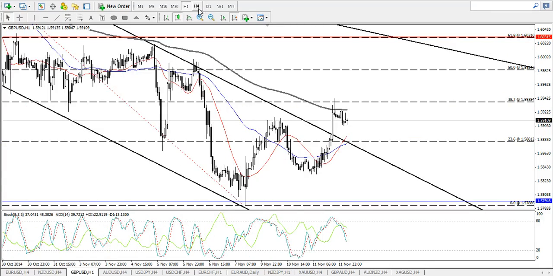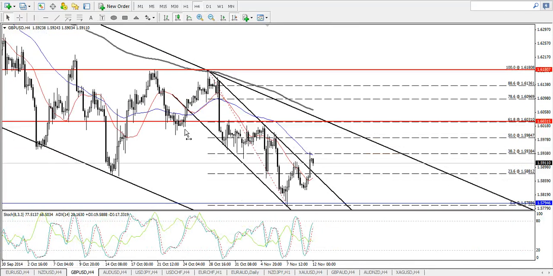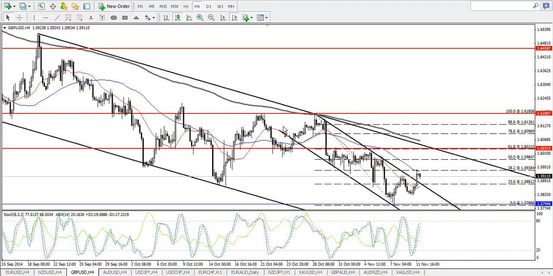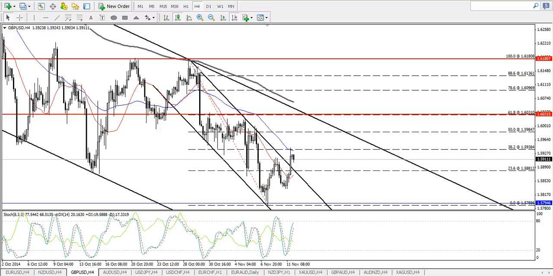Next, we have the pound against the US dollar. This is the 4-hourly chart. You can see that there is a major falling trend channel, and within that itself is a minor falling trend channel. Price has since touched the bottom, rebounded, came down a little bit, and finally broke above the minor falling trend channel over here.